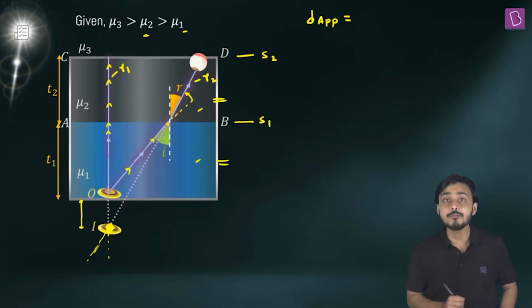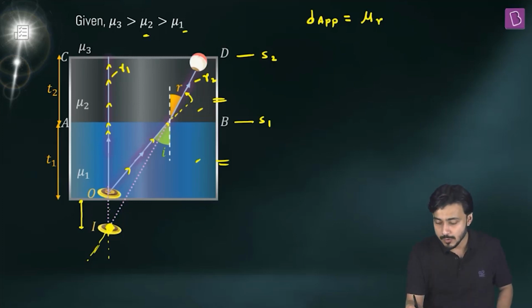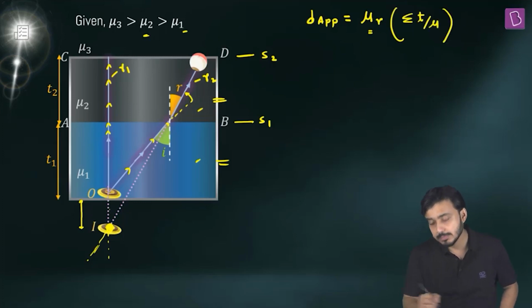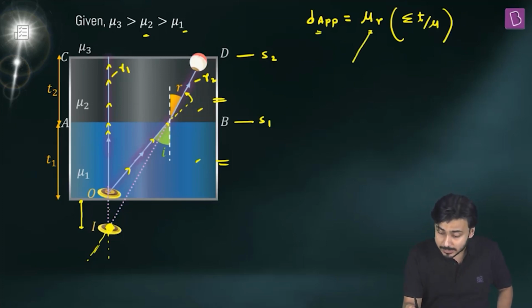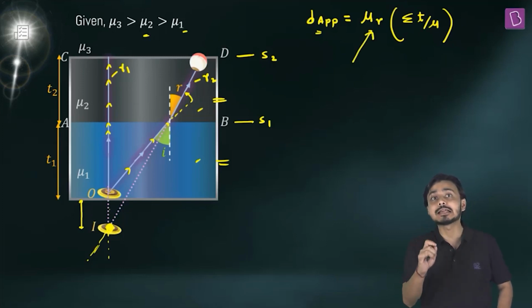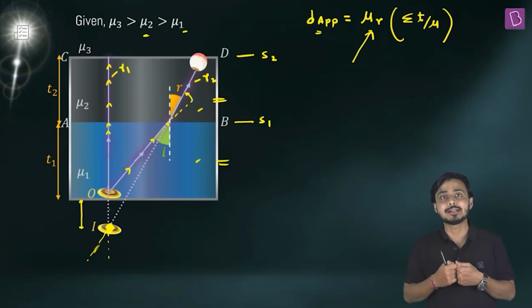We used a formula: d apparent is given by mu of the medium where the final refracted rays are, into the summation of t by mu. If you remember that correctly, for a multiple slab system, the apparent depth was given by this formula. Here the important point is to understand what mu r is. Mu r is the refractive index of the medium where the final refracted rays are present.